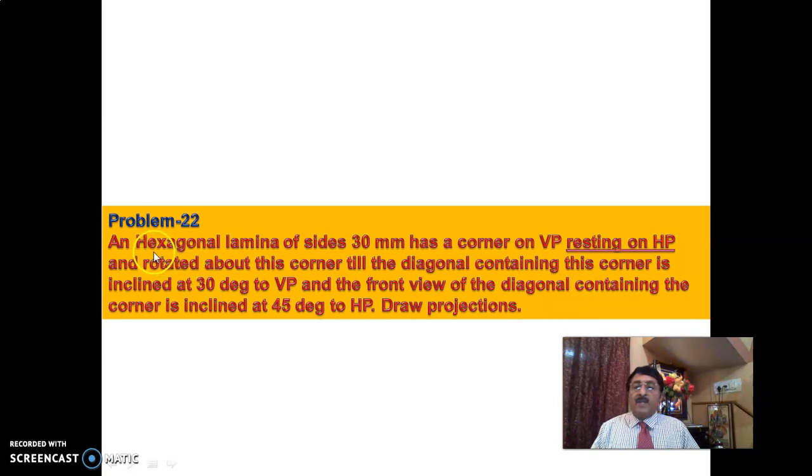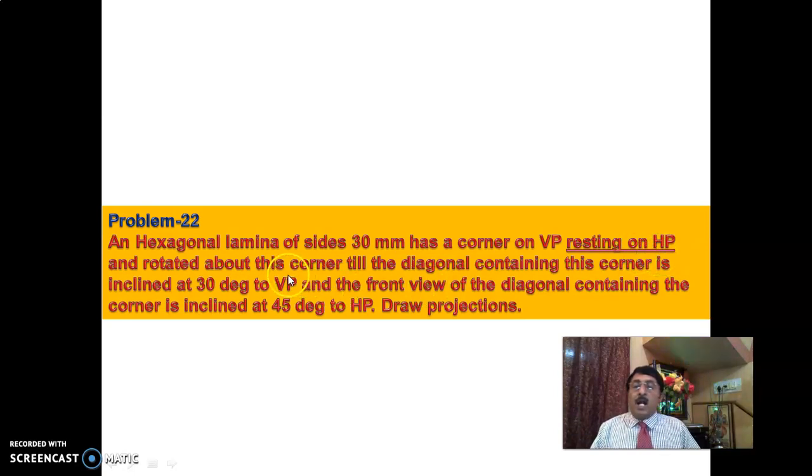How you identify a front view starting problem: a hexagonal lamina of size 30 mm has a corner on VP. If they say corner on HP, we would have started from the corner position in the top view. But when they say corner on VP, you must start from the front view corner position. This resting on HP, I'll come to that later on.